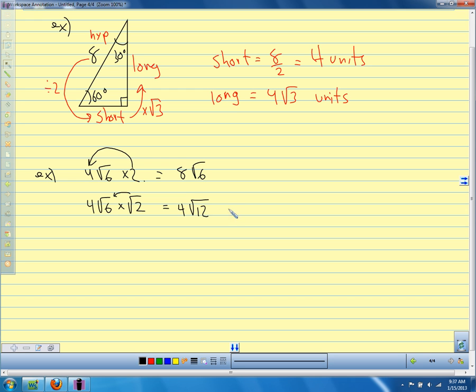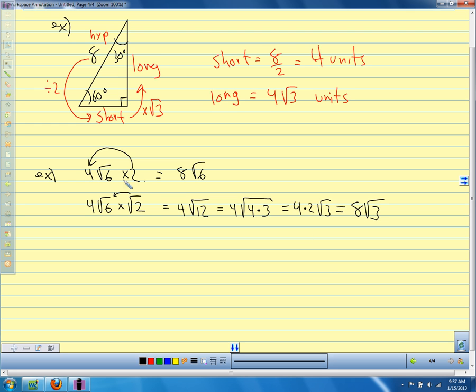12 I can simplify a little bit. What are two numbers that multiply together to give me 12, where one of them I can take the square root of easily? 3 and 4. So this is 4 times 3. Square root of 4 is what? 2. So the 2 comes outside, so I get 4 times 2 times the square root of 3, or 8 square root 3.